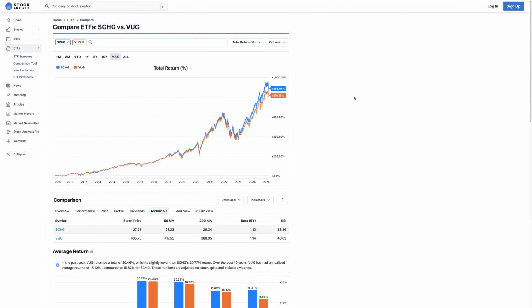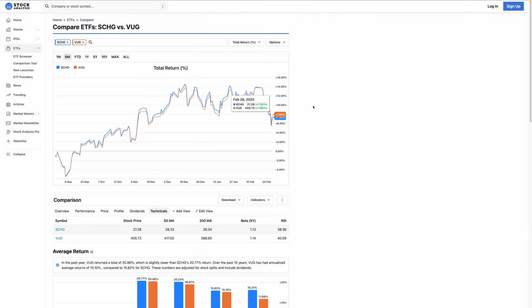If we look at the max time frame here, we can see exactly where this is going. We can see what this looks like year by year, which is really nice. So we are on the max. Now I want to go ahead and show you on the 6 month here because we can see where this has been going, right? So we can see SCHG, not to get confused with SCHD, which is the dividend one. This is the growth fund by Charles Schwab, is actually doing very well with Vanguard.